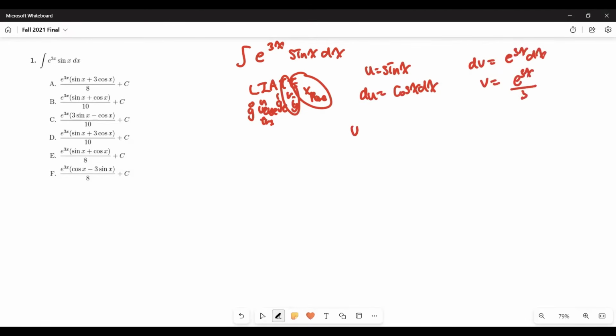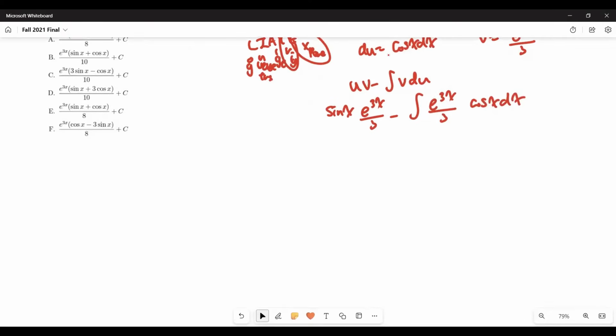So integration by parts says uv minus the integral of v du. So sine x e to the 3x over 3 minus the integral of e to the 3x over 3 cosine of x dx. Oh, we have to do integration by parts again.